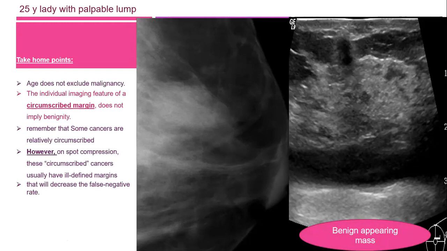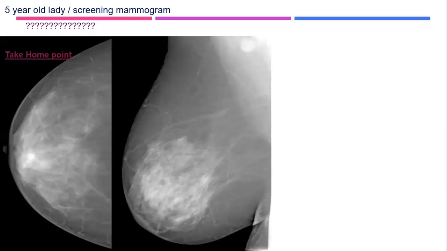She is 25 years old, and we have to remember that a circumscribed lesion can still be cancer in 1.4%. Usually, when we do a spot magnification view or ultrasound, those lesions will appear not to be really circumscribed, as in this case, and we have to proceed and work it up to avoid missing cancer.